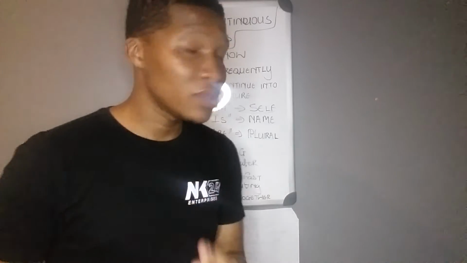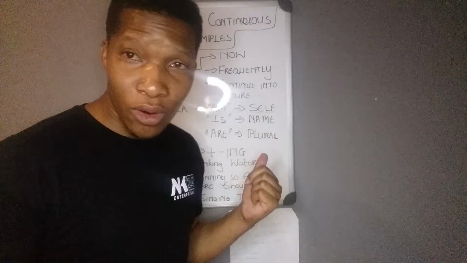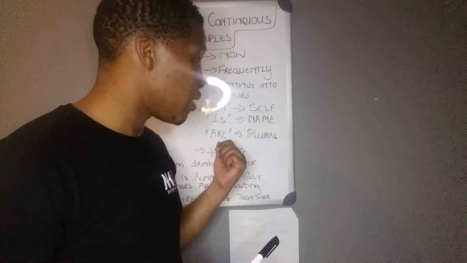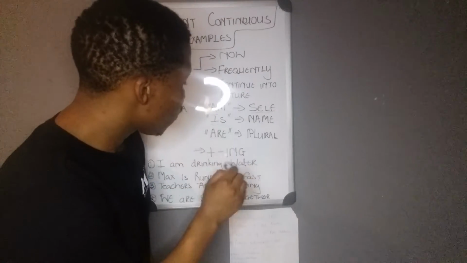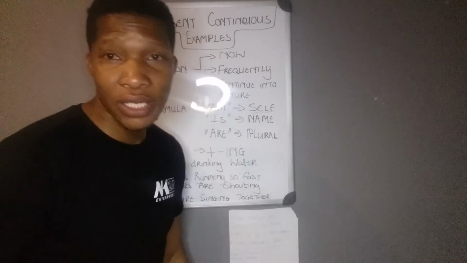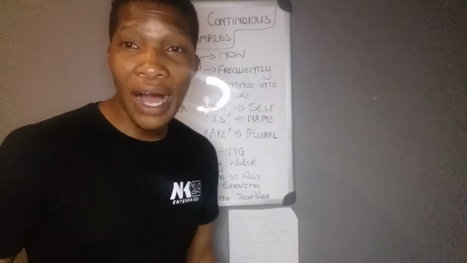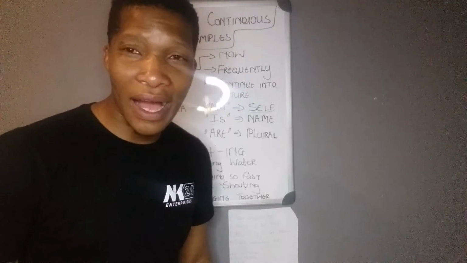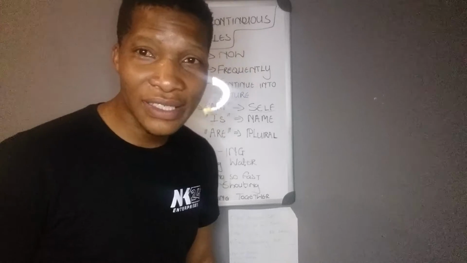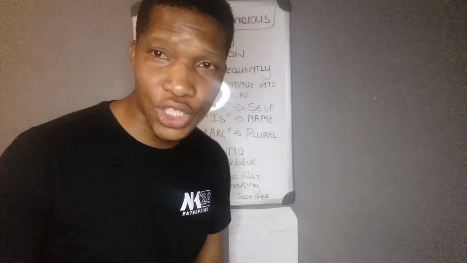So for singular, when there's one person, one noun, it's always I am, or is. If it's a plural, more than one, it will always be are. Then the last part is that the verb that follows these words always has an ing. You can't say I is drinking water. I am drink water. It doesn't work like that. I am drinking water. So the verb that follows these words always has an ing on it.